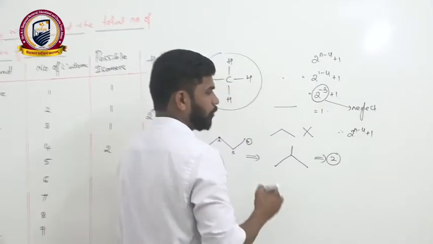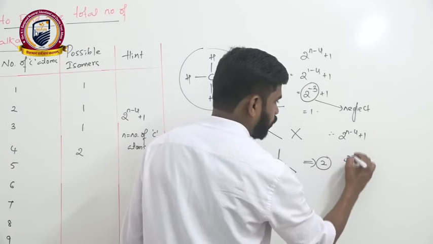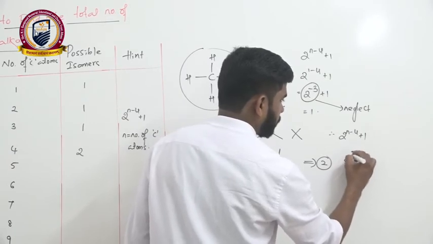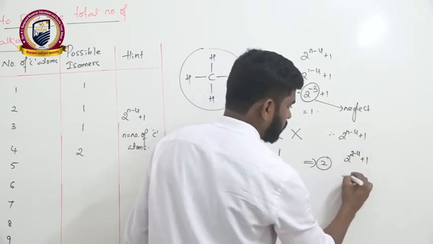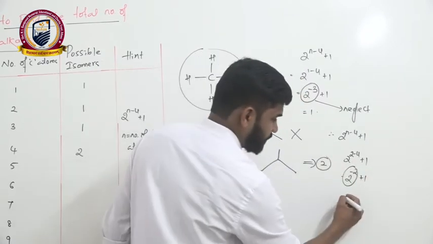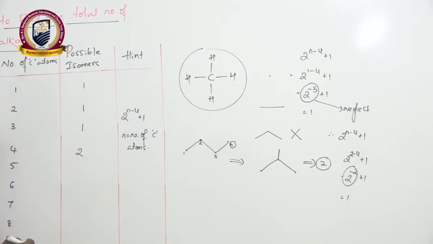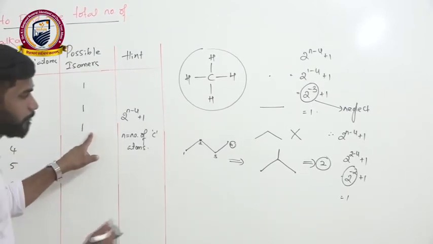For ethane, how many carbon atoms are in total? 2 carbon atoms. Write the 2 carbon atoms over here. 2 raised to 2 minus 4 plus 1. You will get 2 raised to minus 2 plus 1. Neglect this negative part, which is equal to 1. Therefore, the total number of possible isomers for ethane will be 1. Go for butane.